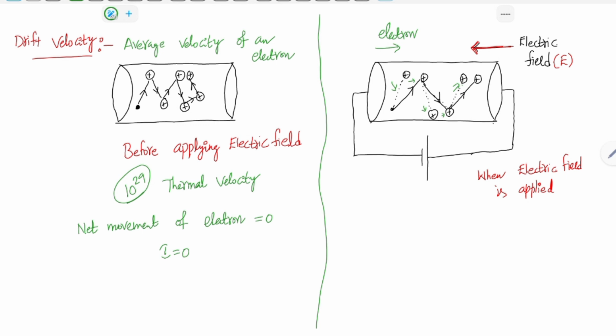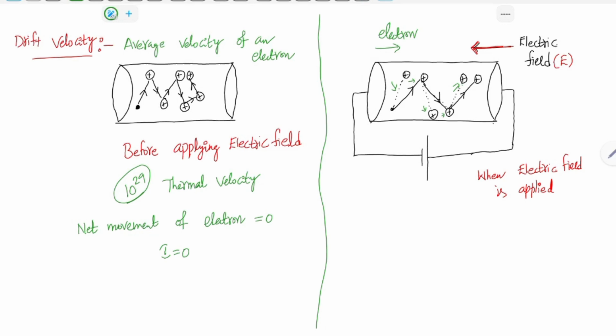That's why when you add these velocities, we'll not get a zero value, we'll get an average value, and we call this mean velocity of an electron, or average velocity of an electron, as drift velocity. Okay, so first we need to understand what happens in between the two collisions.